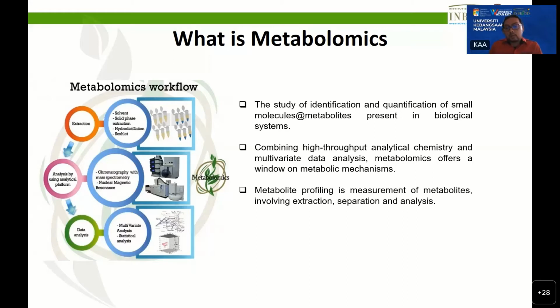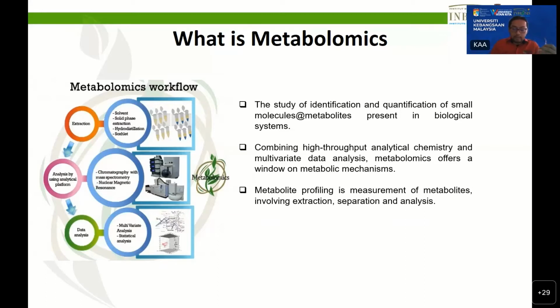In metabolomics, we encounter what is called metabolic profiling. Basically, metabolic profiling is a tool that we can use to do quantification or measurement of metabolites, which involves extraction, separation, and also analysis.